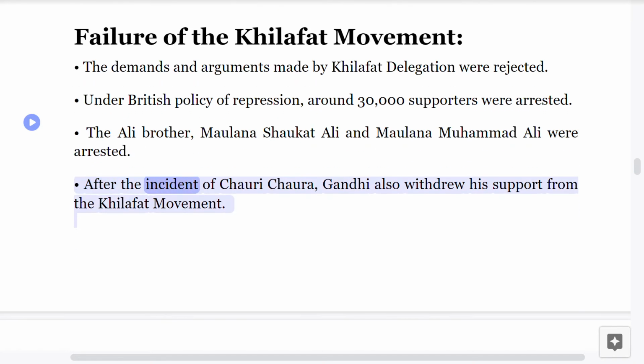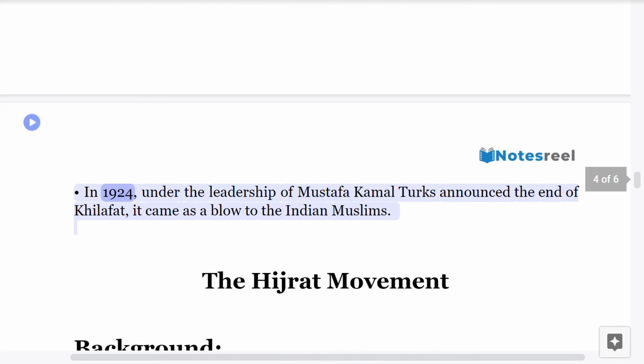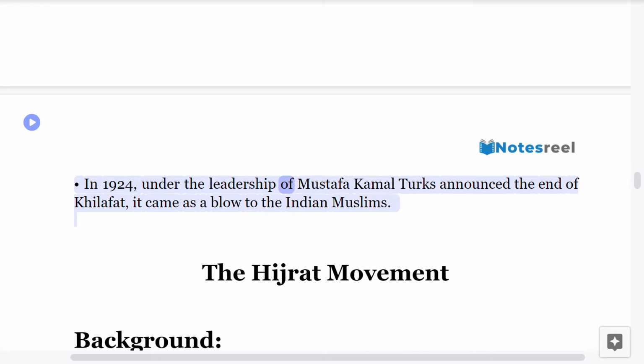After the incident of Chauri-Chaura, Gandhi also withdrew his support from the Khilafat movement. In 1924, under the leadership of Mustafa Kemal, the Turks announced the end of Khilafat. It came as a blow to the Indian Muslims.